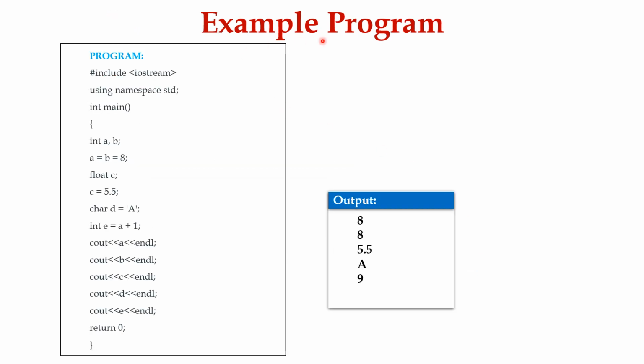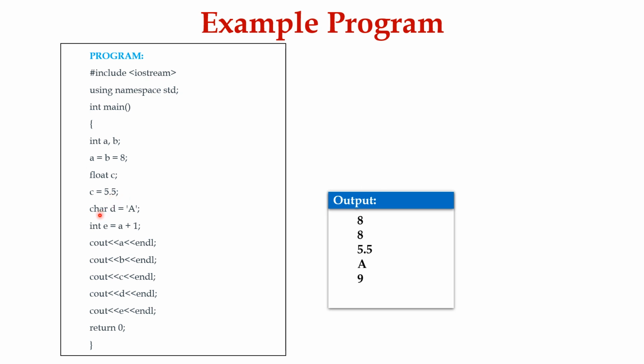Next, let's check this example program. In this program, the first statement is int a comma b semicolon, which means that the variables a and b are declared as integer data type. Next, a is equal to b is equal to 8, which means a and b are assigned or initialized to the value 8. Then float c. So c is a variable which is declared as floating data type, and c is equal to 5.5. So the variable c is assigned the value 5.5.